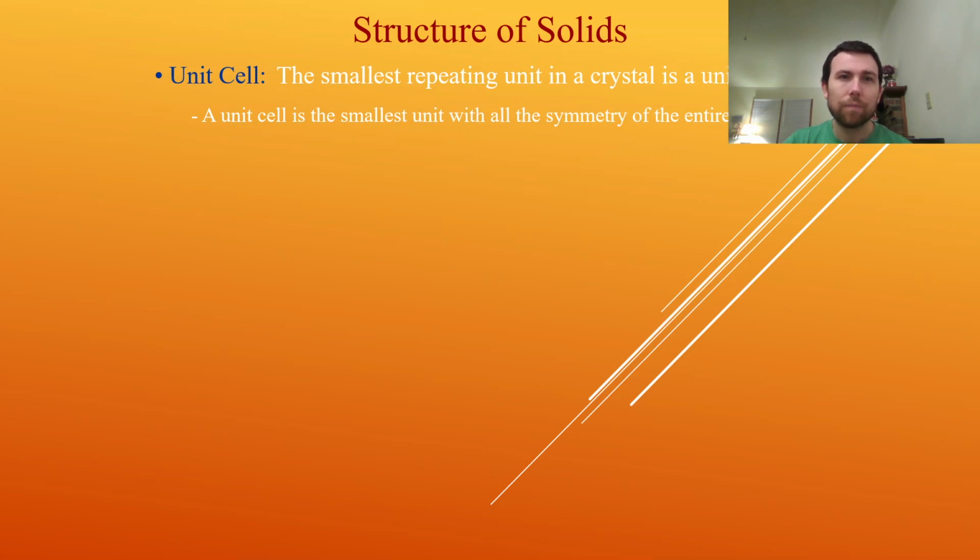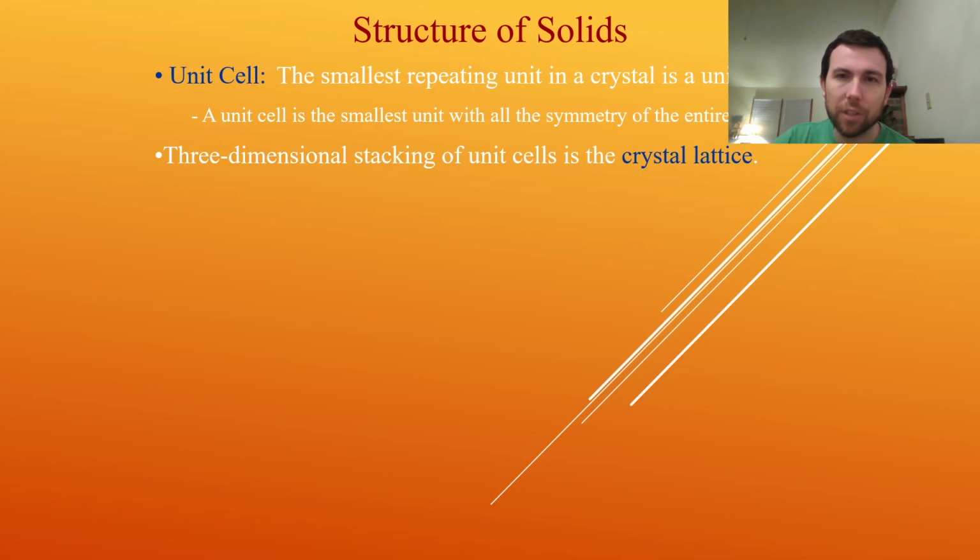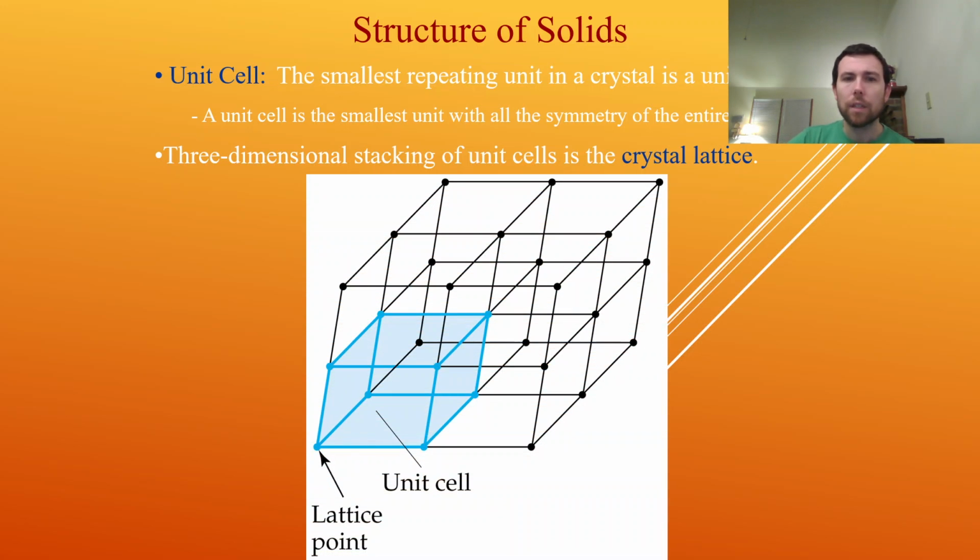Now, a unit cell is the smallest unit with all the symmetry of the entire crystal. And so what we see is that the three-dimensional stacking of unit cells is what creates the crystal lattice structure that we're talking about. If you're looking at this particular diagram, the blue slanted cube would be the individual unit cell, and the three-dimensional stacking of the unit cells is the crystal lattice structure that we see.